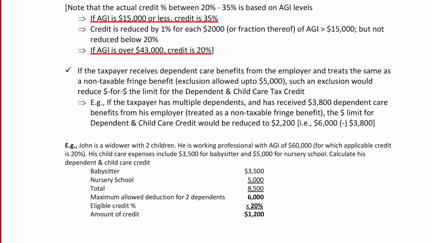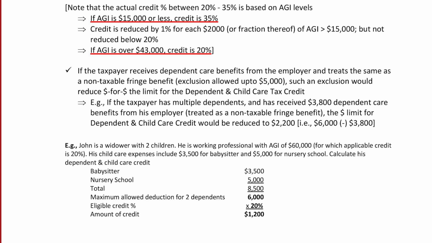Let's look at the example on this page. It says John is a widower with 2 children. He's a working professional with an AGI of $60,000 for which the applicable credit is 20%. His child care expenses include $3,500 for a babysitter and $5,000 for nursery school. And you need to calculate his dependent and child care credit.